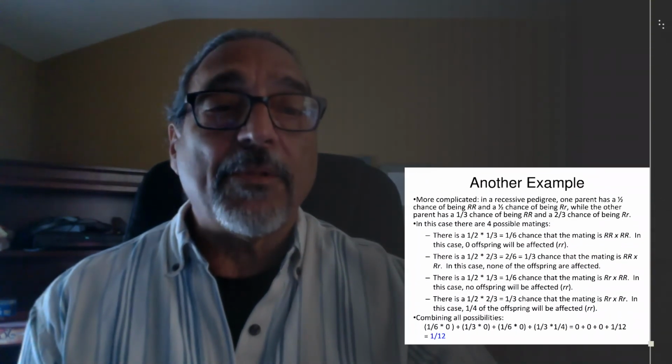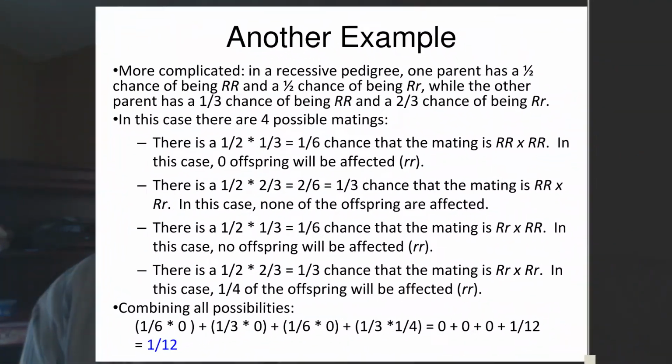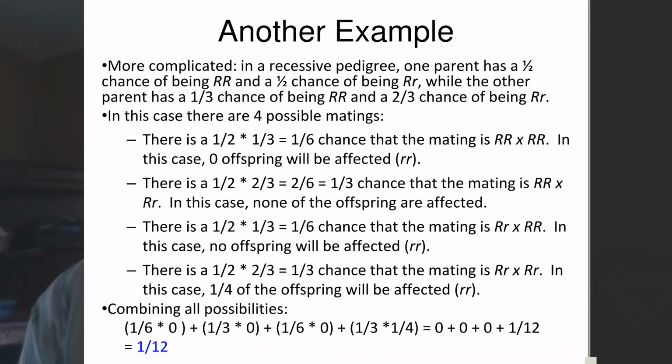Here's another example. This is a little bit more complicated. In dealing with a recessive pedigree, same kind of a mating, okay? However, we've got an individual with half a chance of being capital R capital R, half a chance of being heterozygous. The other parent has a third of a chance of being capital R capital R and two-thirds of a chance of being capital R small r. Why one-third, two-thirds? Because in their mating, remember, anything that is homozygous small r will not be affected, okay?